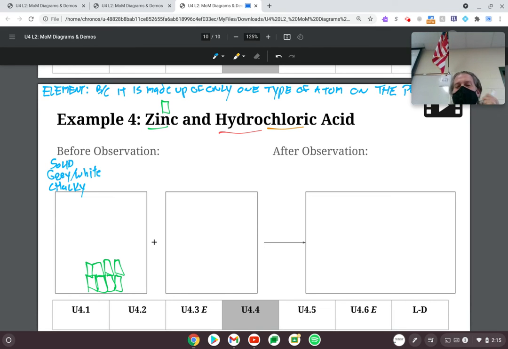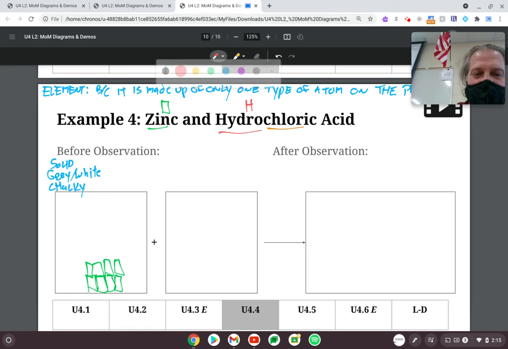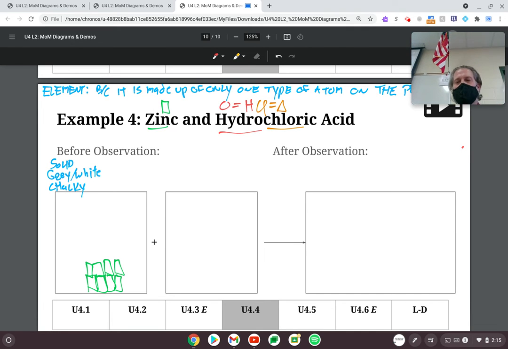Okay. Now, the next thing I'm going to show you is hydrochloric acid. And I'm going to tell you that hydrochloric acid is made up of hydrogen and chlorine. I'm going to draw chlorine as a triangle, and I'm going to draw hydrogen as a circle. And so the observation for hydrochloric acid might be something that looks like this.